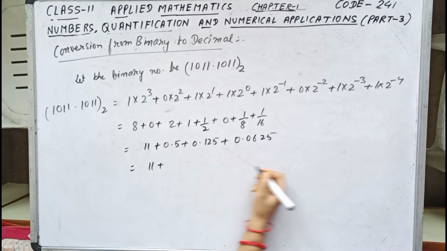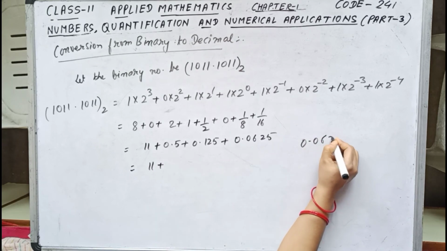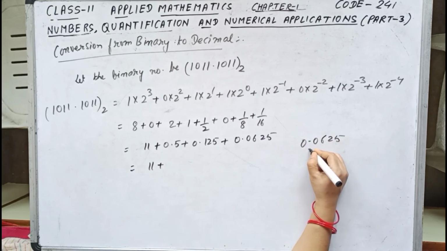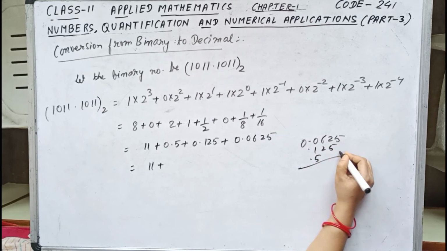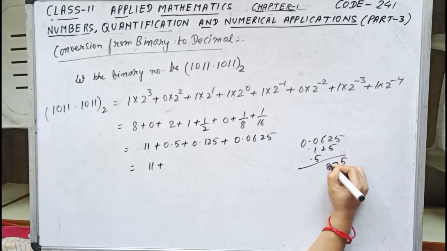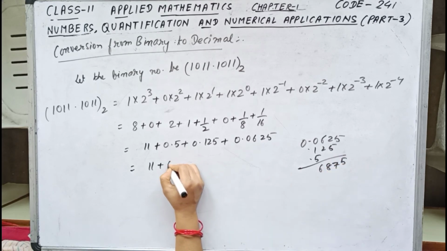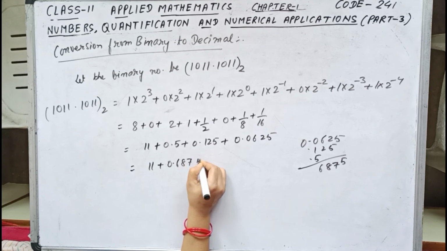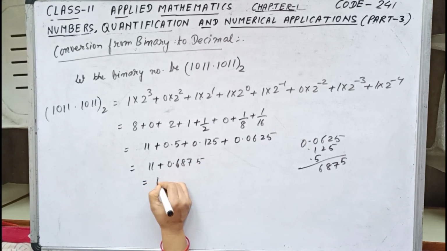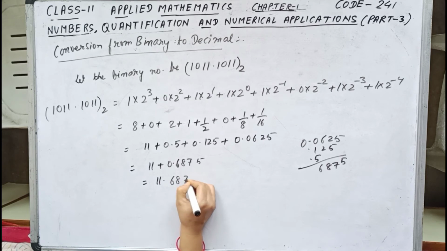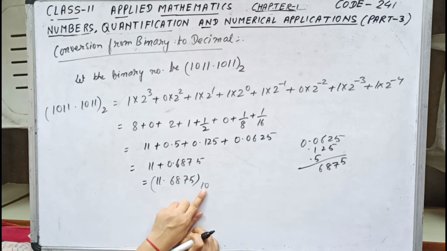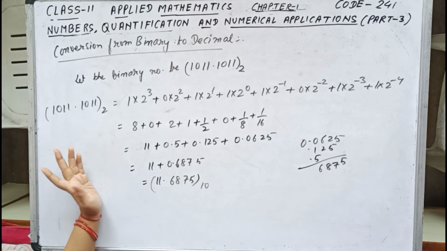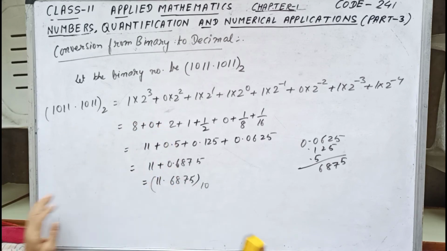Now let us add it. So this will be 11 plus 0.0625 plus 0.125 plus 0.5. So its value is 0.6875. So the answer is 11.6875, and now this number we have got in the decimal number system, that is in the decimal form. So we will be writing base 10. So this is easy. I think now you understand conversion from binary to decimal.